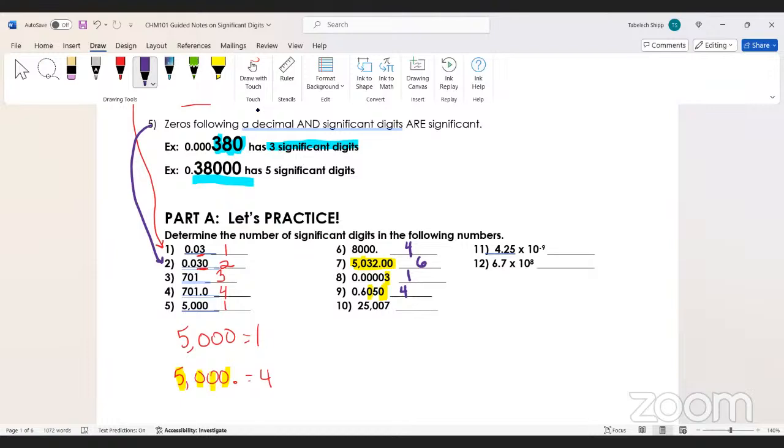Number 10. We've got 25,007. What you're going to see here is that, again, the zeros that come in between the 5 and the 7 count. So therefore, all of these numbers are going to be significant. So therefore, you have 5 significant digits right here.